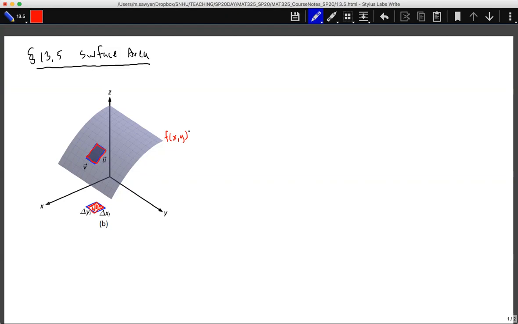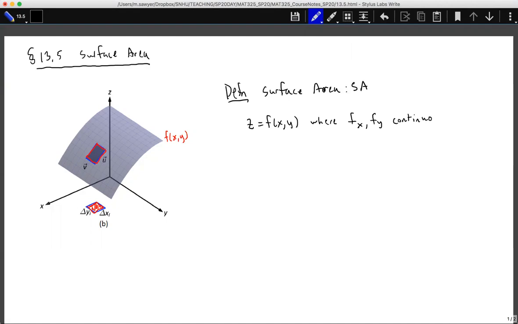So our definition of surface area, given that we have some surface, we need continuous derivatives. Your textbook just leaves it as S, but we'll call it SA. So let z be our function f of xy, where we have continuous partial derivatives, f sub x and f sub y. This allows us to take nice and pretty partials, and they're continuous over the closed and bounded region R. These are just a setup for our definition.